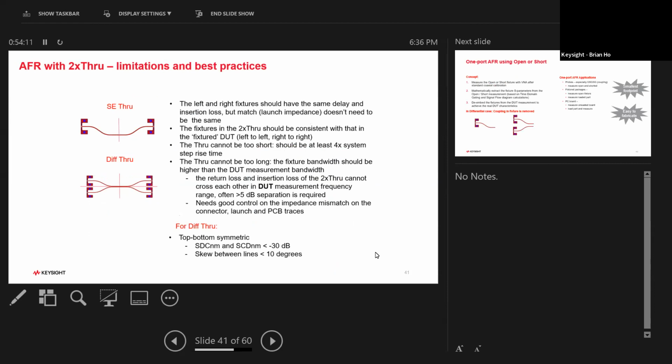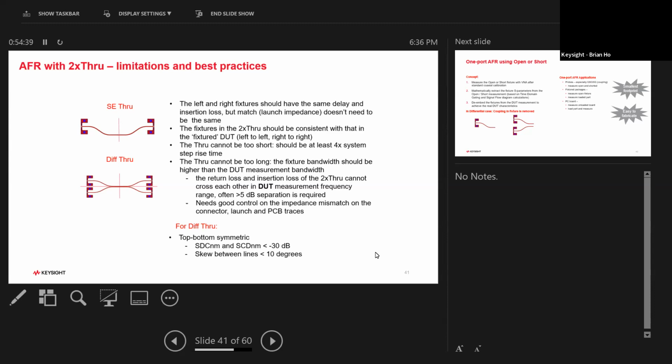So some of the limitations and the advantage to this method is the left and right have to be the same delay, but the launch, the fixtures, the connectors don't have to be matched. As I mentioned before, traditionally, everything has to be matched. But since we're using time domain, we don't have to have this part matched. We're just going to have the lines and cables the same, and we just divide it in half.